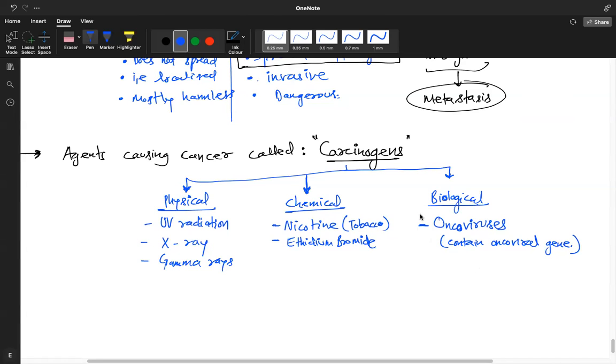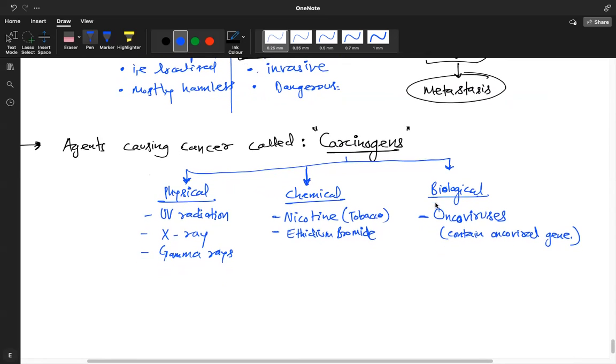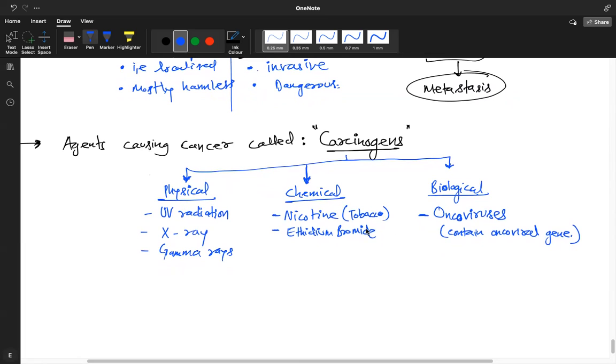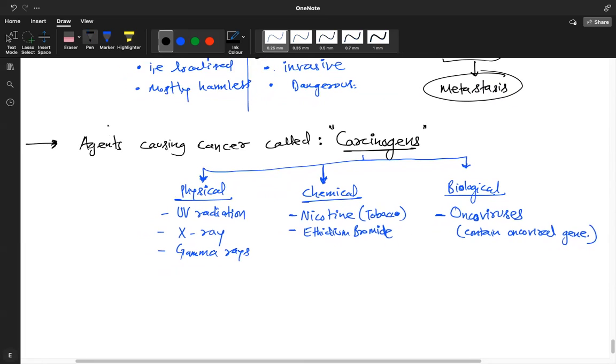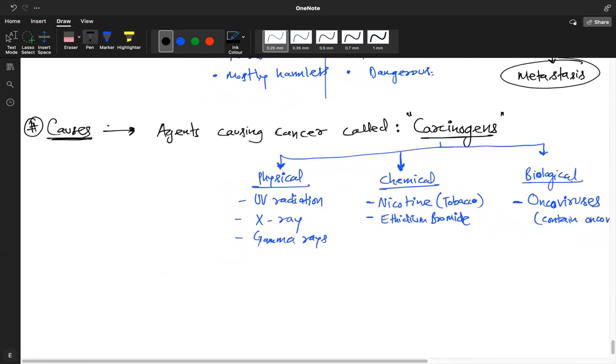We don't know why yet. We have not studied this in proper detail. The research is still going on to understand. We just know that they contain some oncoviral genes. Now, these oncoviral genes are not something new. These oncogenes, which are called cellular oncogenes, are normally present in humans as well.